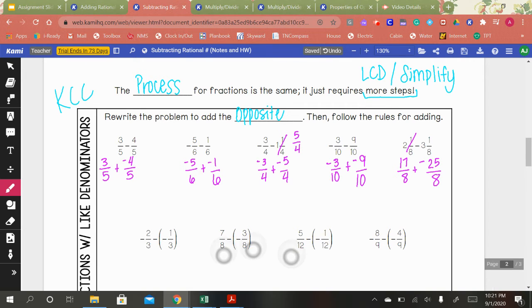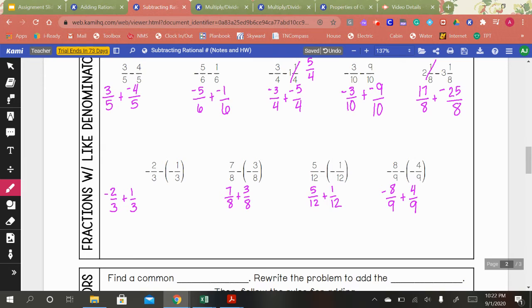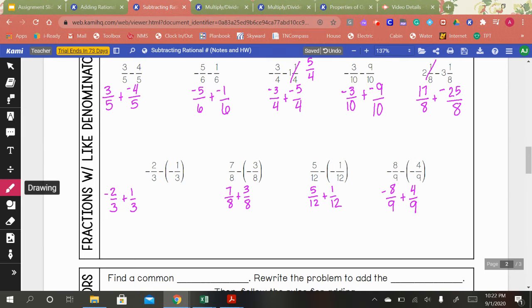Keep, change, change. Keep the first number the same. Change it from subtraction to addition. Change the sign of the second number. All right, and as we move on to a new set of problems, I really hope that you will watch 1 or 2, pause your video, and then work them out on your own.